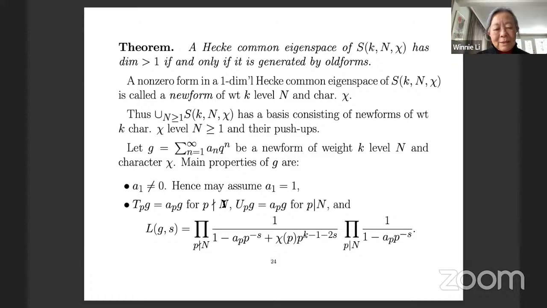So G certainly is also an eigenfunction of U_p with eigenvalue a_p. Reflected on its L-function, this means that its L-function has an Euler product everywhere. At the prime p not dividing n, the factor is 1 over 1 minus a_p p^(-s) plus chi(p) p^(k-1-2s). And at a prime p dividing n, it is 1 over 1 minus a_p p^(-s). So again, all the a_p determine the Fourier coefficients of G.